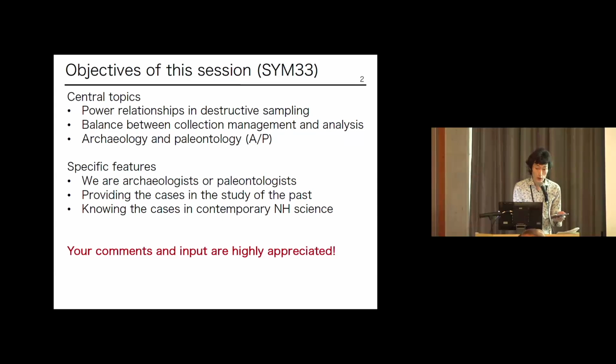There are 4 presenters in this session who study the past, which probably differs from the core members of SPNHC and TDWG. By integrating these different perspectives, we hope to generate new ideas and a synthesis of an innovative framework. After the 4 presentations, I hope we can have a time for discussion, and comments and contributions from the audience are highly appreciated.